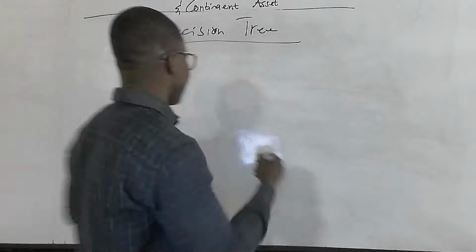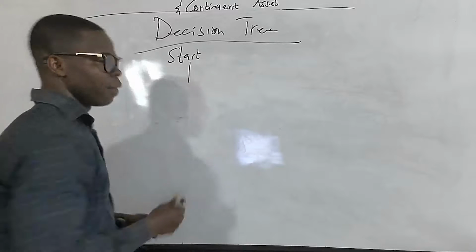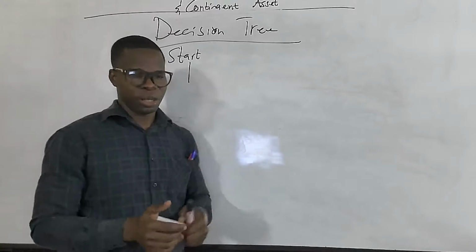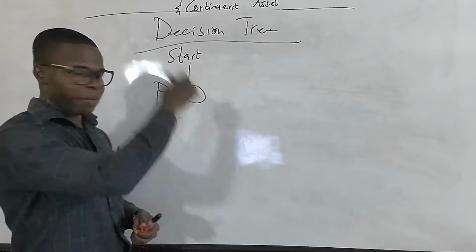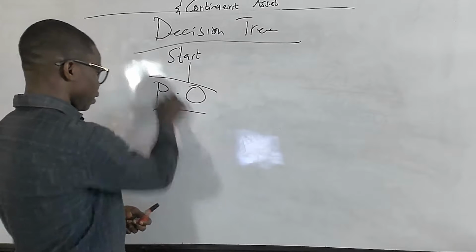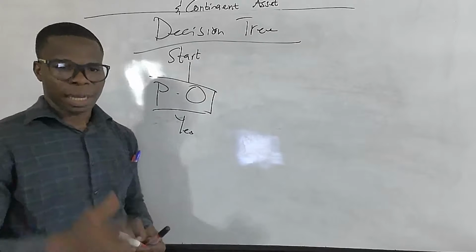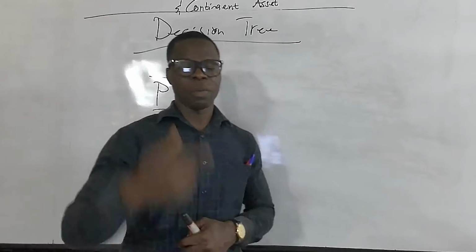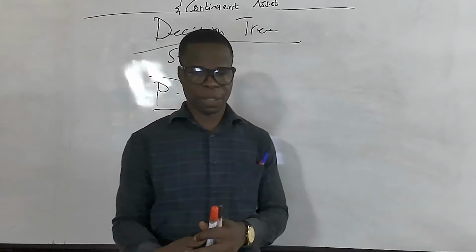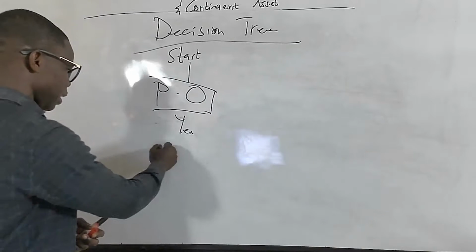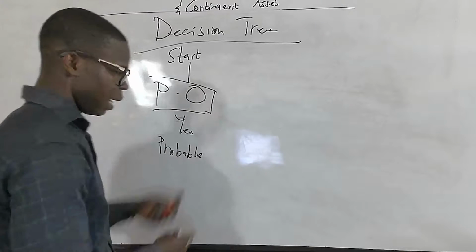So we have the start point somewhere here, and this start point leads to whether there is a present obligation. If the present obligation is yes, then is it probable that there will be an outflow of economic benefit? So if it's yes, then we look at whether it's probable that there will be an outflow of economic benefit. That is the next step.